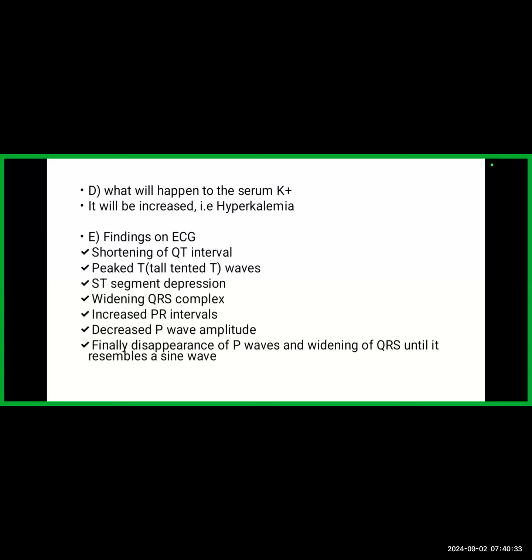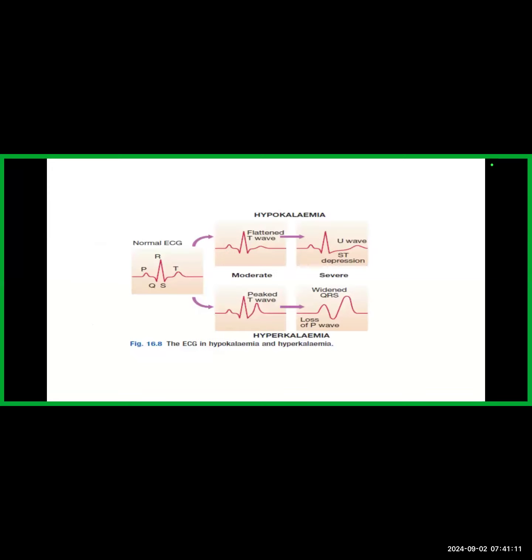So ECG findings of hyperkalemia, you would have a shortening of the QT interval. There will be peaked T waves, or what we normally call tented T waves. The ST segment will be depressed. You may have widening of the QRS complexes. Then also the PR interval may be increased. And subsequently, your P amplitude will decrease or even disappear completely. And when it gets worse, you would eventually have a widening of the QRS, and then ultimately you would have a sine wave on the ECG. That will be the severe form.